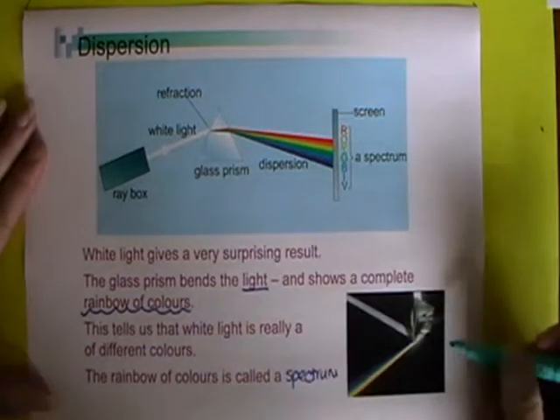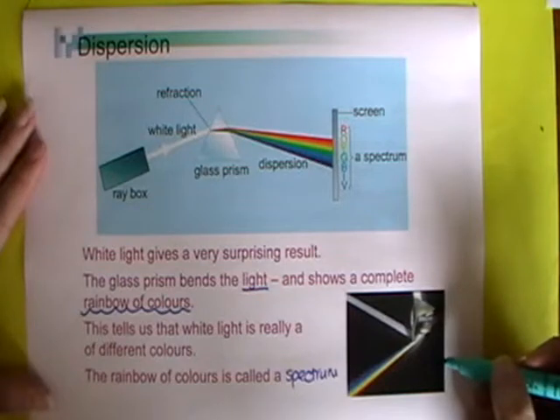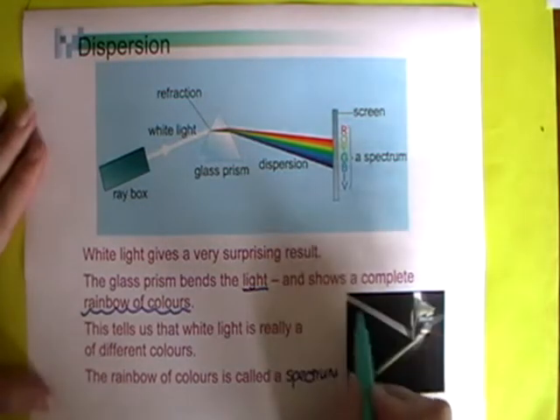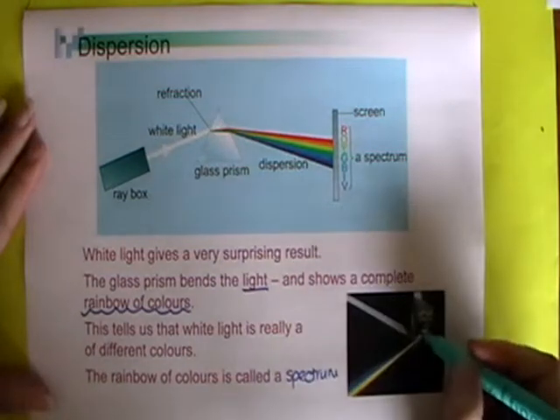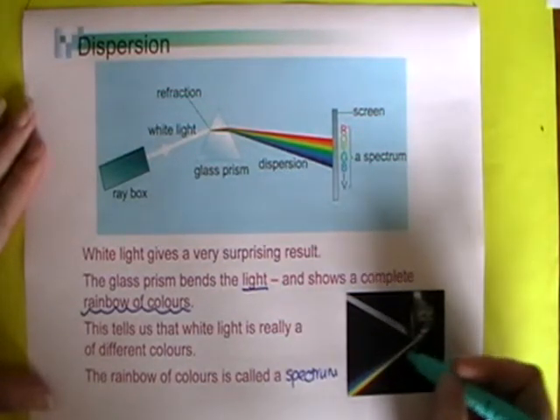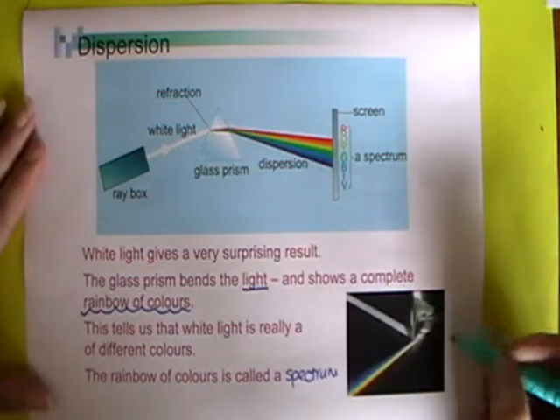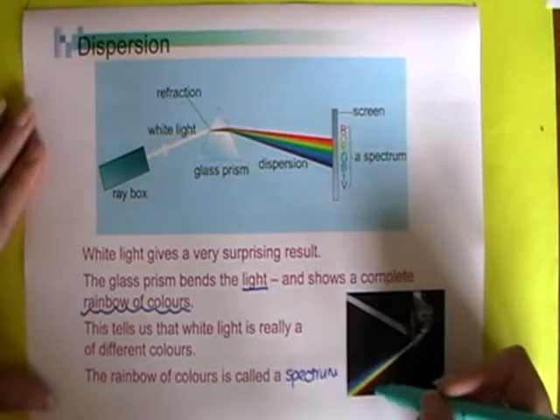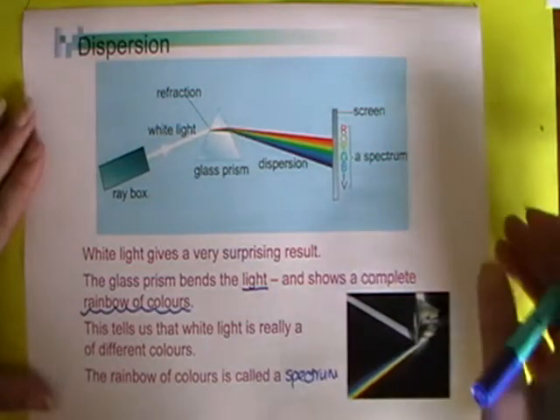This image at the bottom is an actual photograph of bending of white light in a glass prism. The white light has entered the prism, it has been refracted, and as it leaves the glass prism, the colours, the spectrum of colours becomes more obvious.